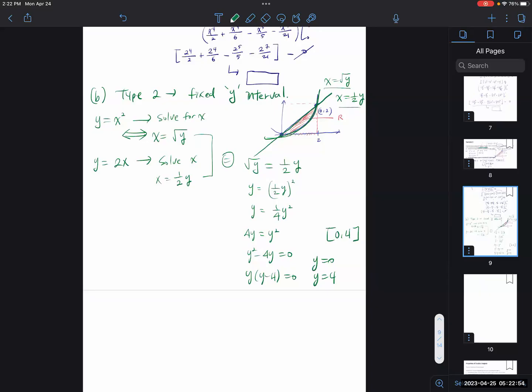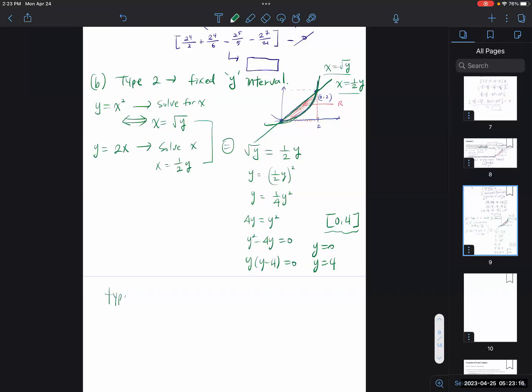Nothing is special. You don't need to do this work because it's going to be the same answer anyway, but I want to show you both ways, type 1 and type 2, for the same question. It should be the same answer because it's the same region they're talking about. So this is what's happening, right? We are solving for x to find the interval for y. So this is the interval for y. Therefore, this is a type 2 region. We have a fixed y between 0 and 4.